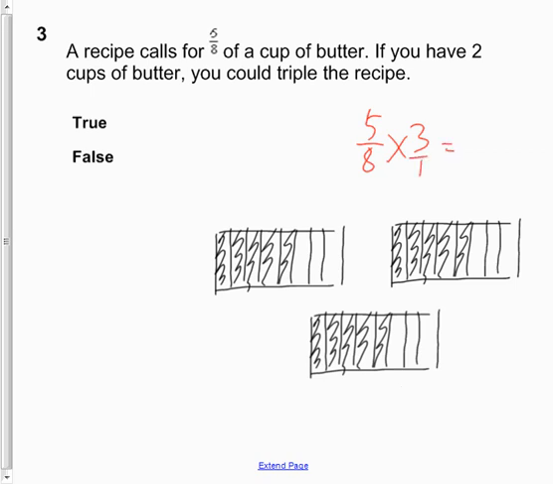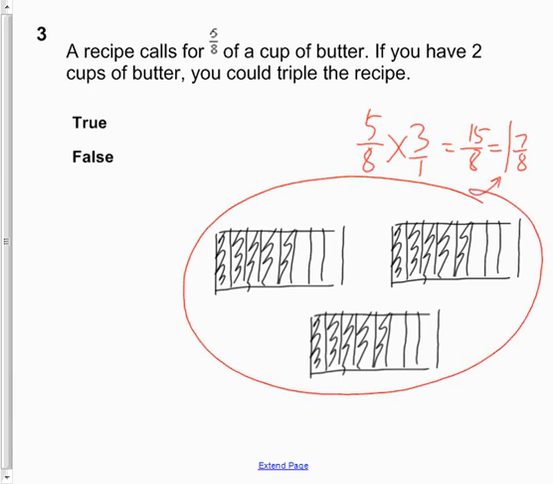Think of it as being over 1. I would require 15/8, which is 1 7/8. If I was to triple a recipe, I would need 1 7/8 cups of butter to triple the recipe. I have 2 cups of butter. So because I need this and I have this, I would have enough butter to triple the recipe. So the answer is true. You could triple the recipe because you need 1 7/8, which is less than 2 cups.